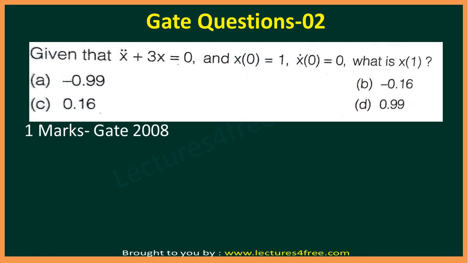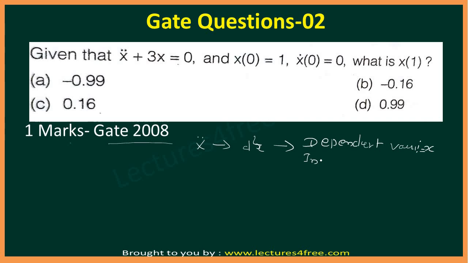Now let's see another question. This question was asked for 1 mark in GATE 2008. Given x double dot plus 3x is equal to 0. Here I think you are familiar with this term, x double dot. Okay, x double dot means double differentiation of x, d square x. Here the dependent variable is x. The independent variable is not given, but we can assume it to be t.